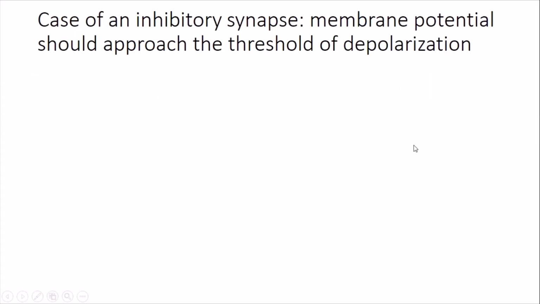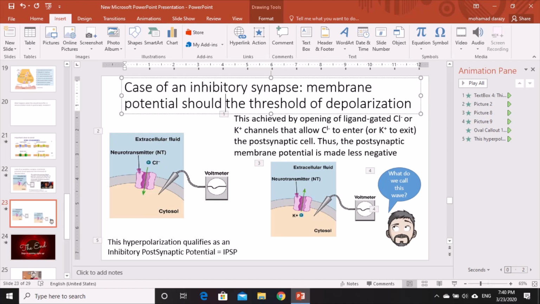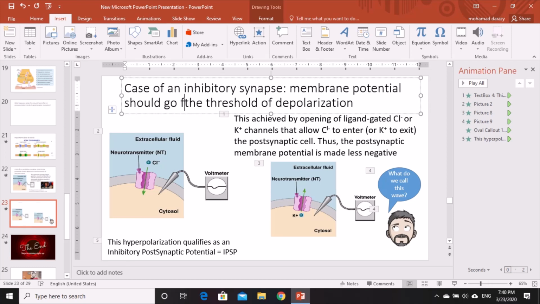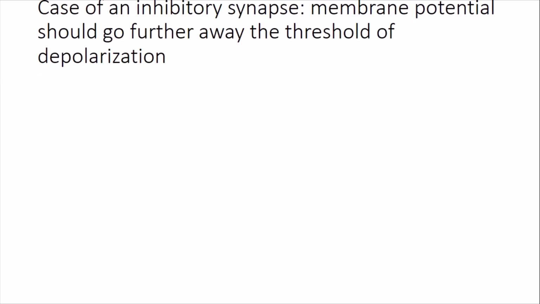Excellent. So in the case of an inhibitory synapse, the membrane potential should approach the threshold. So it shouldn't approach, I still need to fix it. It should go further away. Okay, I'm stuck on this one. And now I think it's perfect. So in the case of an inhibitory synapse, the membrane potential should go further away from the threshold of depolarization.